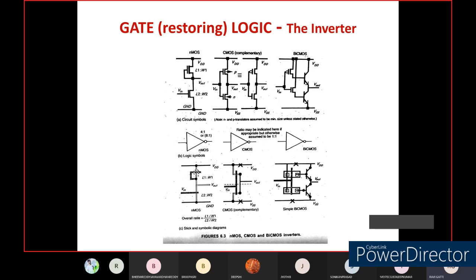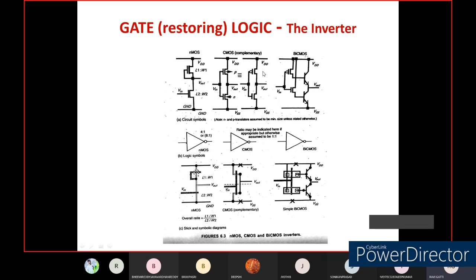Generally, in the gate restoration or the gate logic, the top portion of the circuit we call the pull up network, and the bottom portion of the circuit we call the pull down network. The pull up network will drive the output voltage to high, and the pull down network will drive the output voltage to 0. So this is the case for your NMOS transistors.